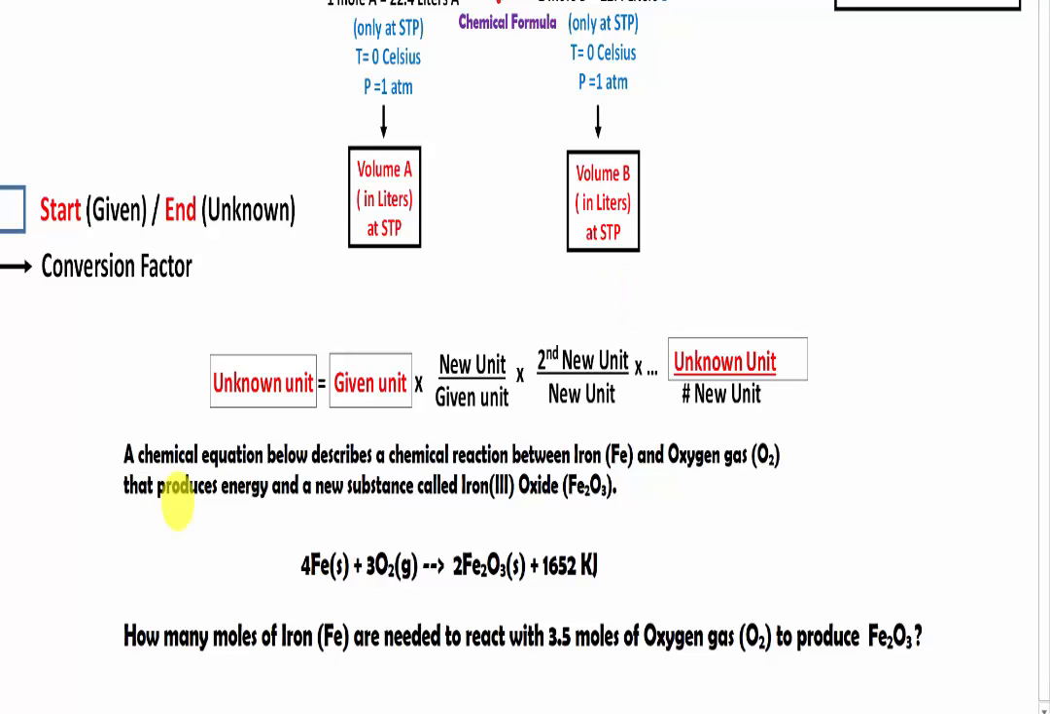Let's try another problem. The description of this reaction is still the same, but I changed the problem. How many moles of iron are needed to react with 3.5 moles of oxygen gas to produce Fe2O3, or iron 3 oxide? So again, our given is the one that has the value as well as the unit and the chemical, which is given to us: 3.5 moles of oxygen gas. This is our given. And we are looking for how many moles of iron. So let's plug into the formula. Our given is 3.5 moles of O2.